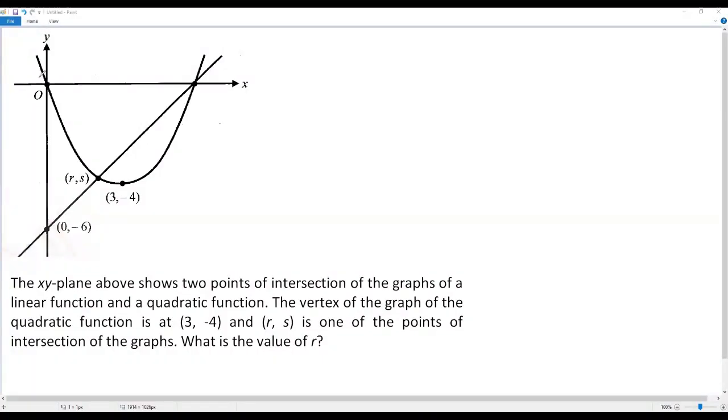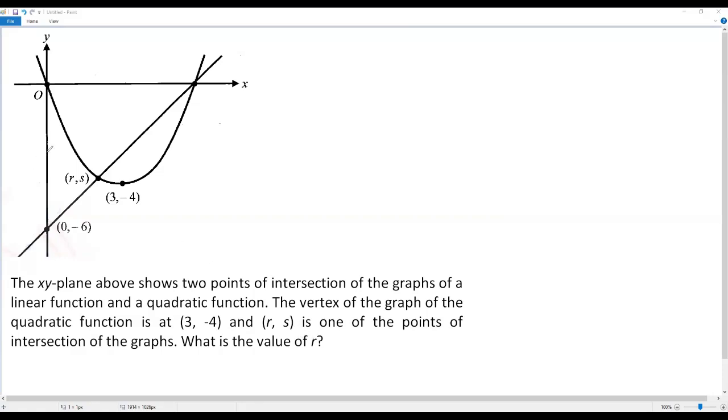Here we have a SAT math problem. Okay, let's go to the question. The xy plane above shows 2 points of intersection of the graphs of a linear function and a quadratic function. The vertex of the graph of the quadratic function is at (3, -4), and (r, s) is one of the points of intersection of the graphs. What is the value of r?